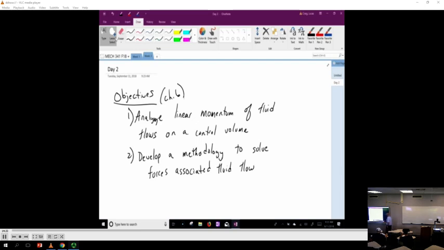Please. All right, so today we're going to analyze linear momentum on a control volume and then understand how we can develop steps to solve these problems, okay? For example, if you have a big pipe or small pipes, doesn't matter, with water going through it, how much force do you need to hold that pipe stationary? Or as simple as a fan that you have in your house, how big of a base do you need so it doesn't fall over? One of your homework problems is going to be that.